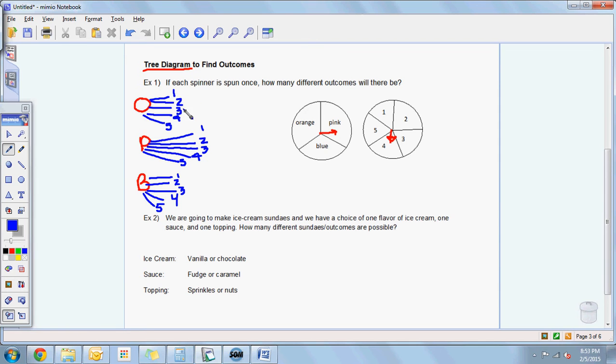So the way to figure out how many different outcomes you have is to count up the second branch. That's really important. You're only going to count what's on the second branch. So let's count them. We have 1, 2, 3, 4, 5, 6, 7, 8, 9, 10, 11, 12, 13, 14, 15. So I have 15 different possible outcomes. So that's your final answer. There are 15 different ways these two spinners can play out. Okay? Alright, so there's the tree.